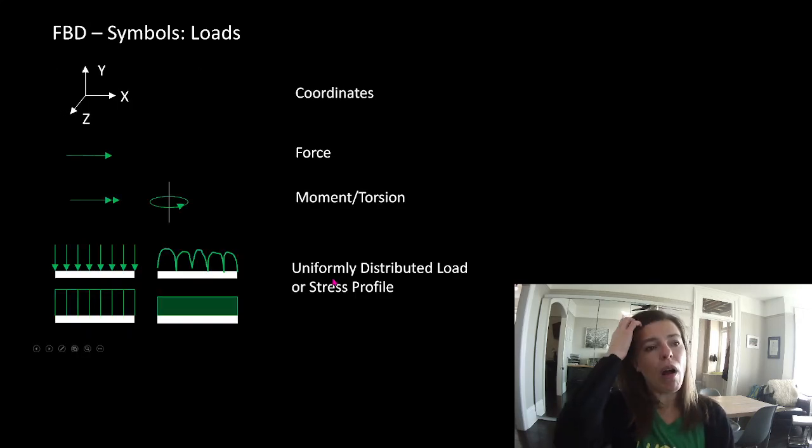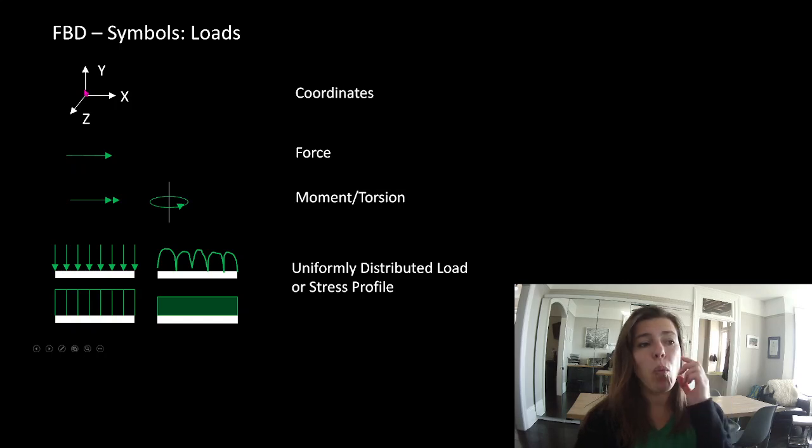So how do we draw free body diagrams? Well, we know our coordinates where y is up and down, and upwards is positive. X is back and forth, and we know to the right is positive. We know Z is in and out of the page, and out of the page is positive. A force we can draw as a vector. A moment or torsion we can draw as a vector. Uniformly distributed load or a stress profile. These are all the same way of drawing the same thing.